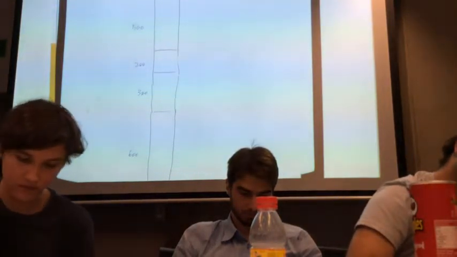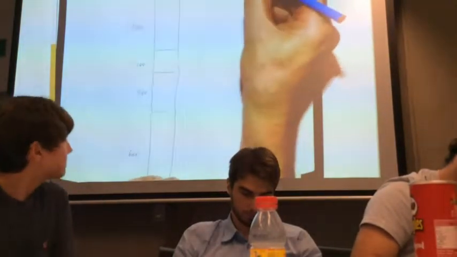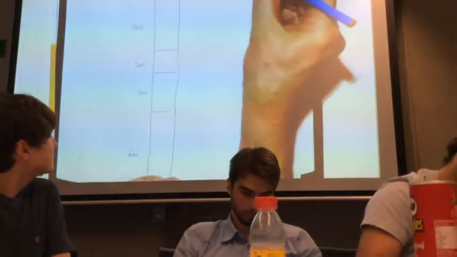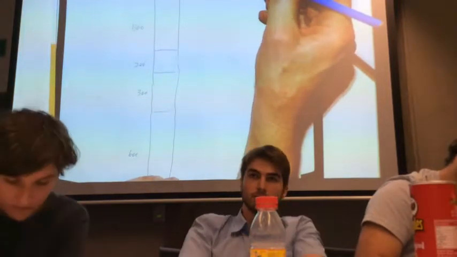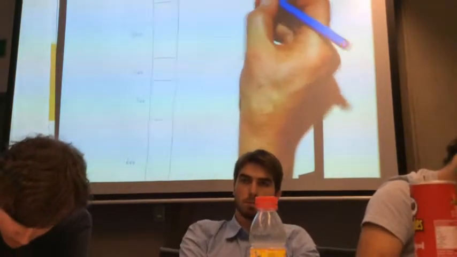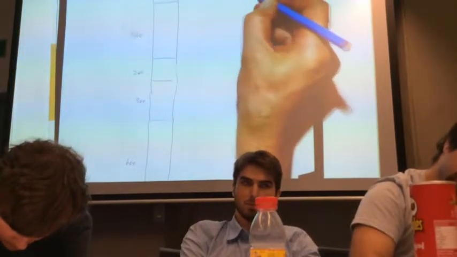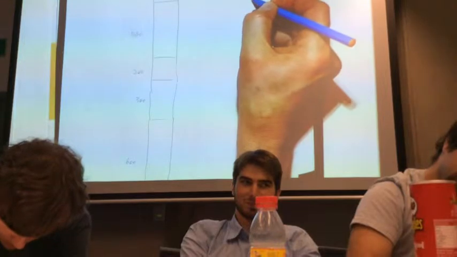How would the first fit, best fit, and worst fit algorithm place 212? So I'll list them up here. 212K is the first one, then 417K, 112K, and 426K.